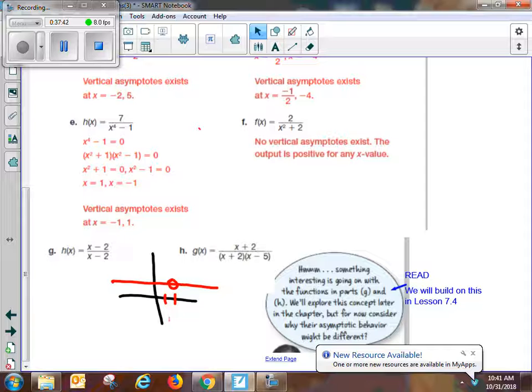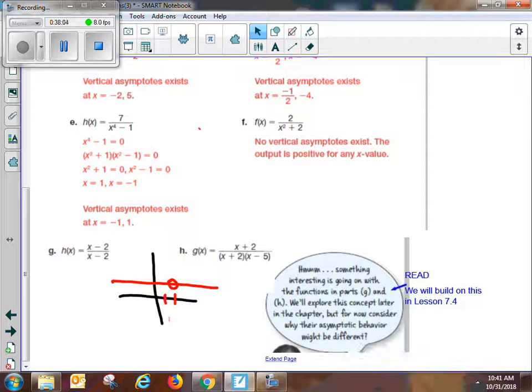Now, this one has a VA, but it also has a hole. What did you guys get? x equals 5. And at negative 2, exactly. So x equals 5 is going to be your vertical asymptote. And then, coming attractions, you already know you're going to have a hole at negative 2. Okay?